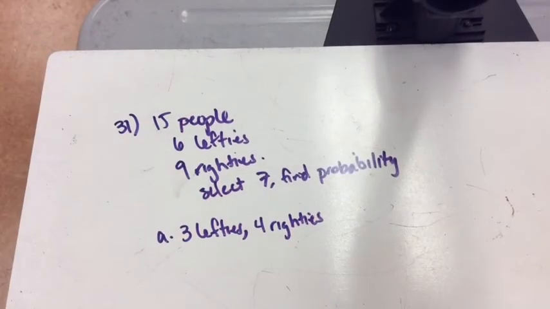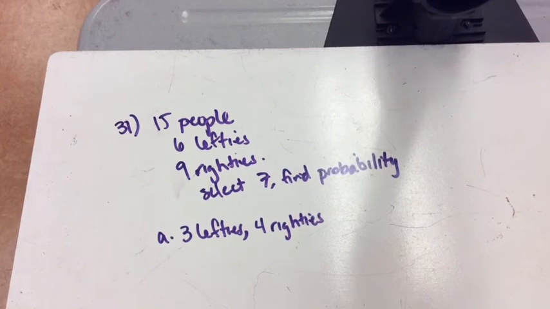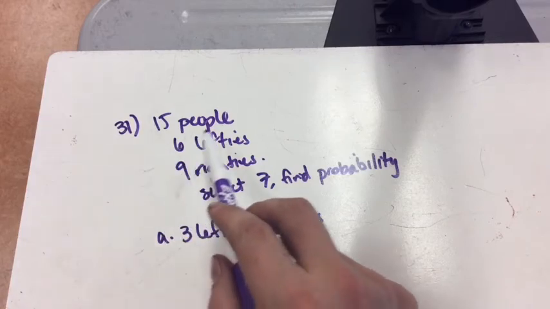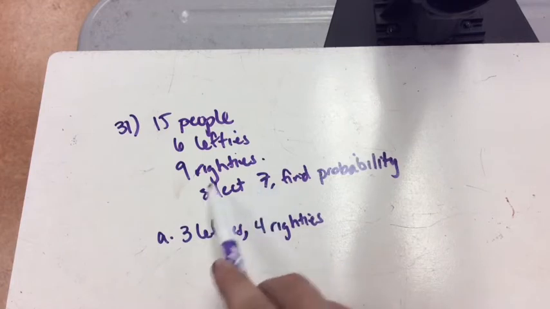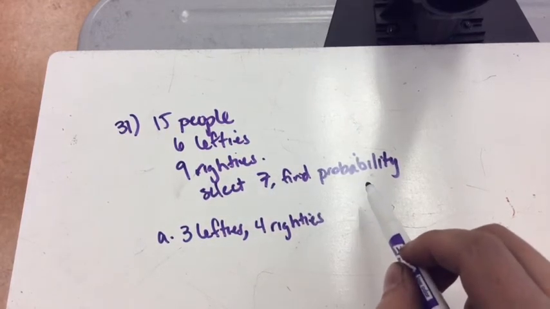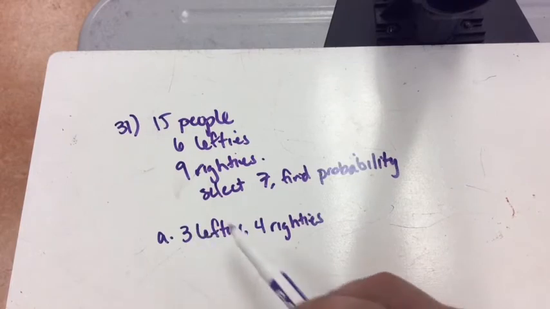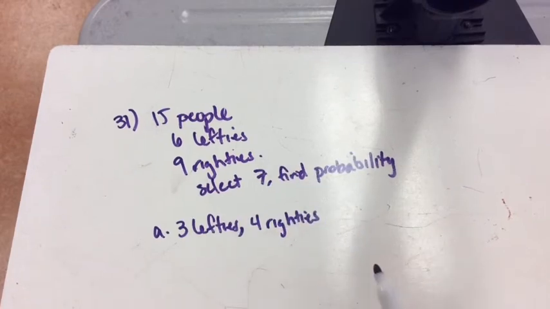Okay, this is problem 31. If you feel comfortable on this, you can just go ahead and end your video watching now. But I feel it's a good idea that you watch me go through this. Okay, 31 says that there are 15 people. 6 of them are left-handed, 9 of them are right-handed, and we're going to select 7 at a time. We want to find the probability that when we select these 7, we'll get 3 lefties and 4 righties.